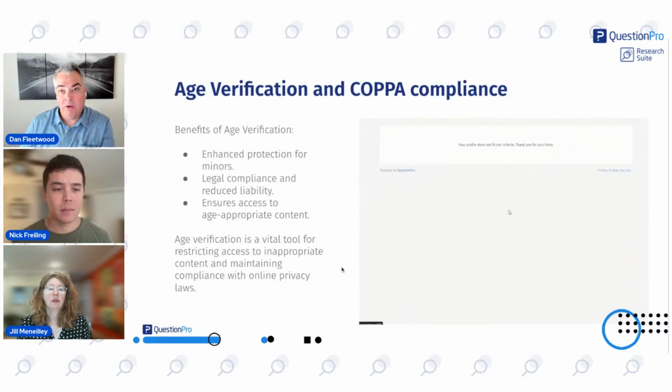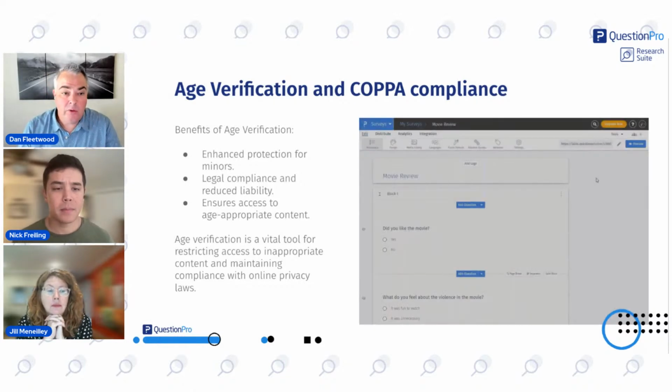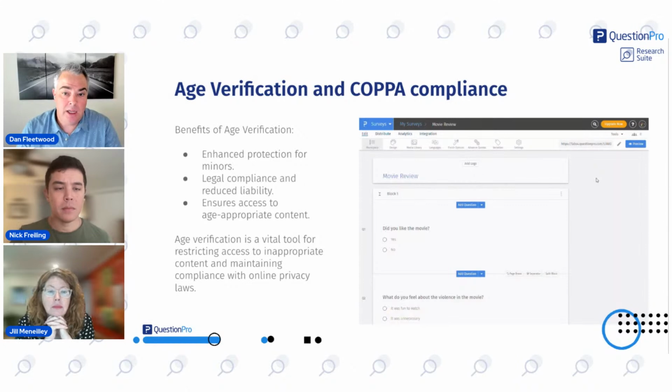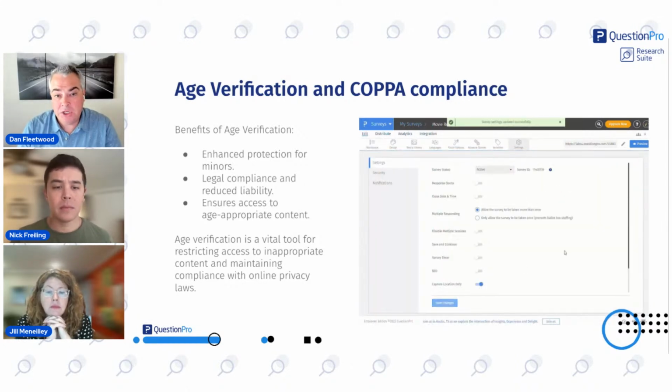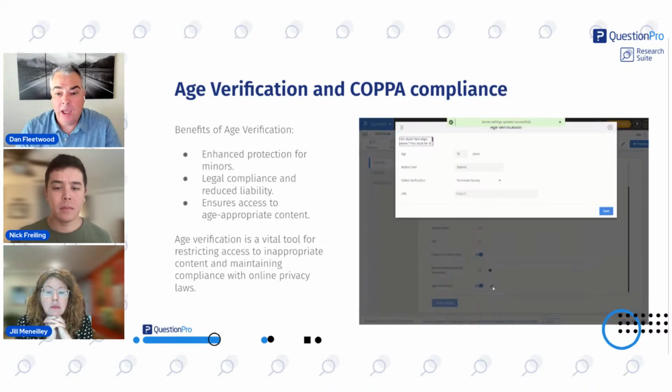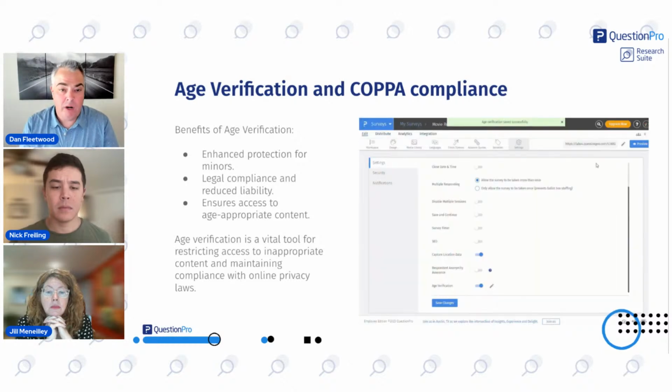We also have, in addition to AI and some of these other things that I had mentioned, we also are very focused on security and compliance there. So we have this new functionality. It's age verification, really for COPPA compliance and other compliances as well. But essentially, this will enable you to screen people before they get into the survey for age, right?